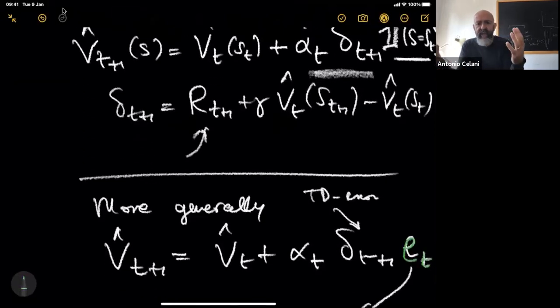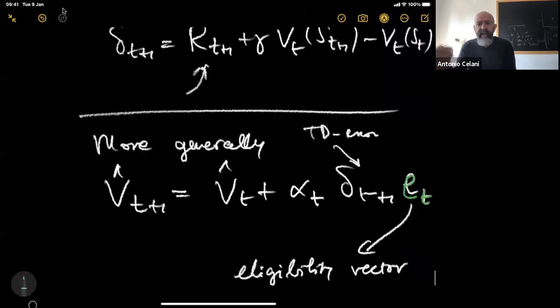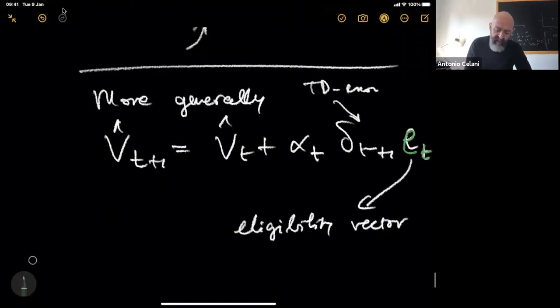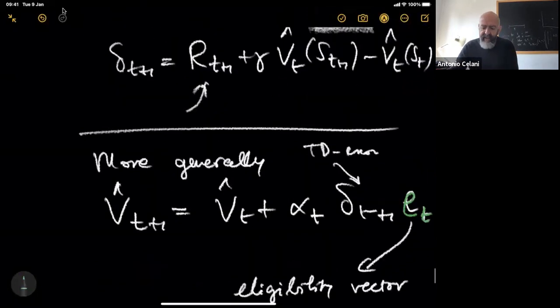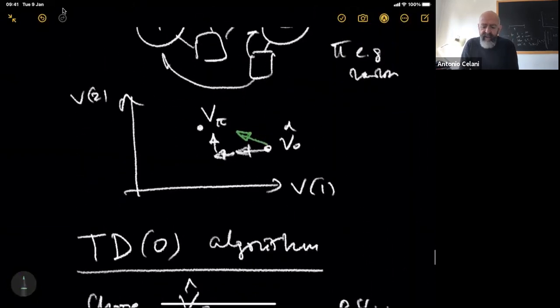Of course, you cannot do things at random, okay? But you have to do it according to some rule. What is the idea behind this rule? Well, what you're doing here with this eligibility vector is that you are assigning credit to states. Okay, so this is where the credit assignment takes place. So what does it mean in practice? Let's go back to this picture.